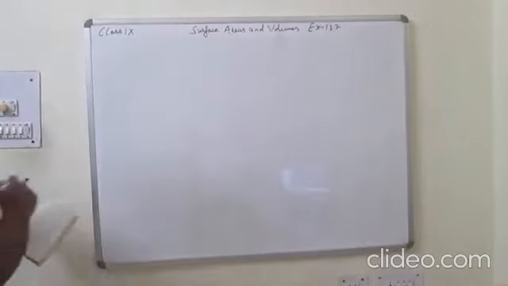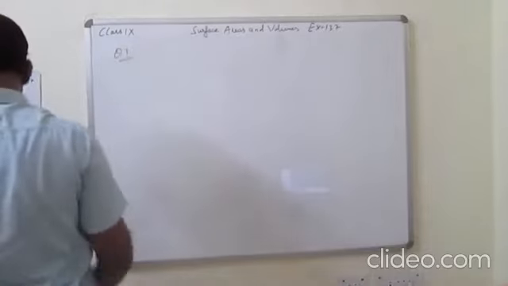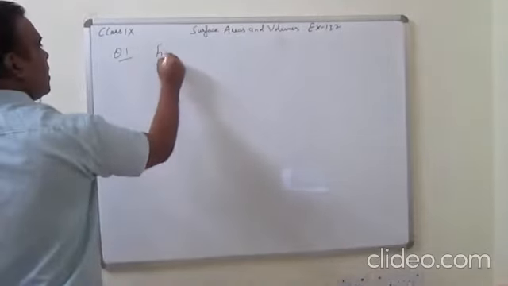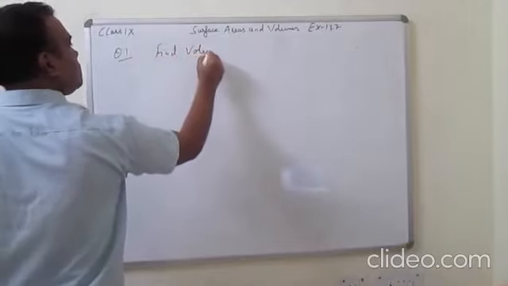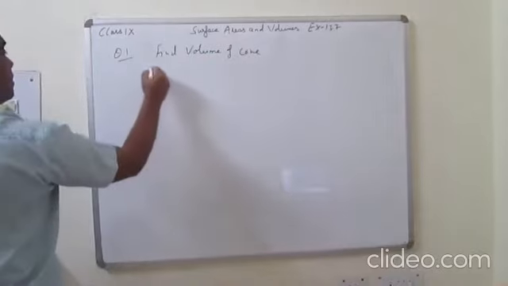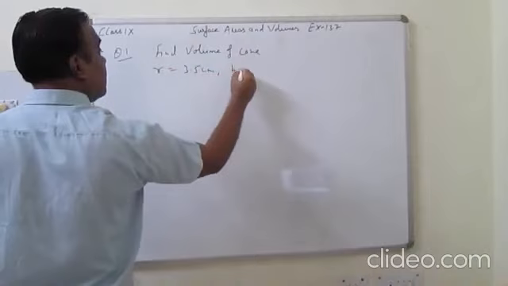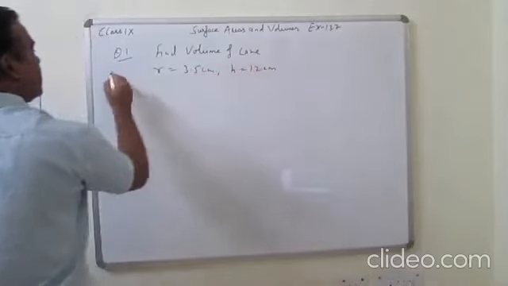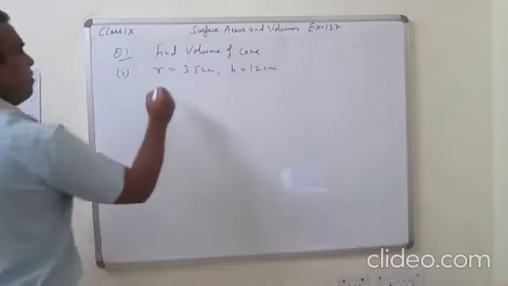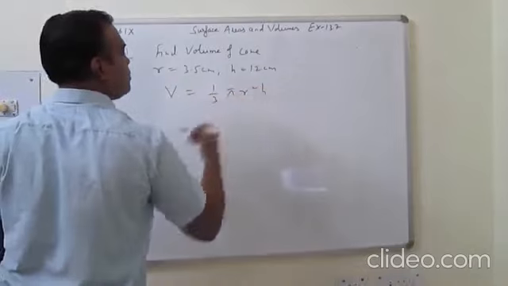Find the volume of right circular cone. Find करना है volume of cone, right circular cone. रेडियस है 3.5 सेंटीमीटर एंड हाइट है 12 सेंटीमीटर. This is second part. Now volume of cone is equal to 1 upon 3 pi r square h.